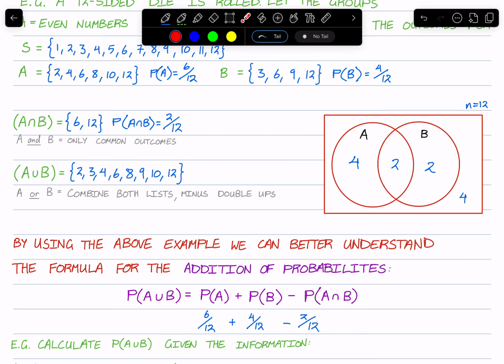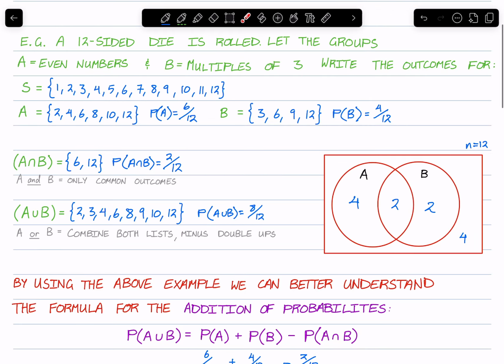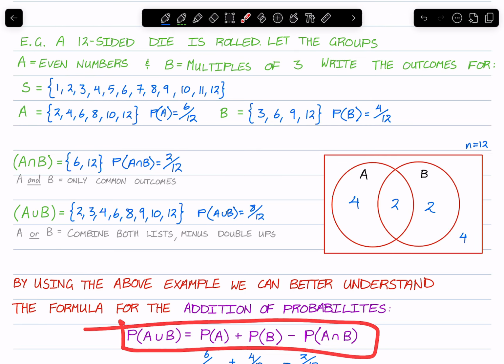And we can see that this adds up, because for the probability of A union B, we can count 1, 2, 3, 4, 5, 6, 7, 8. That is 8 in 12, which is exactly what we have here. 6 plus 4 is 10, minus 2 gives us 8 in 12. This is a key formula that we're going to be using in a lot of probability. I hope this example demonstrates this formula.